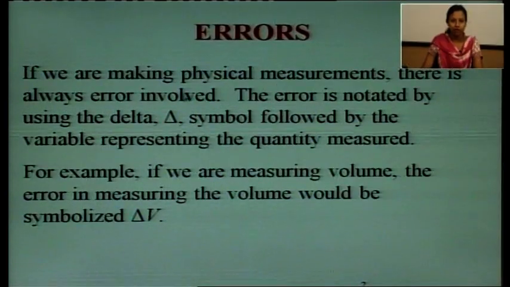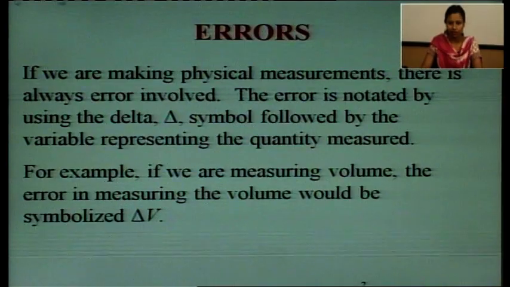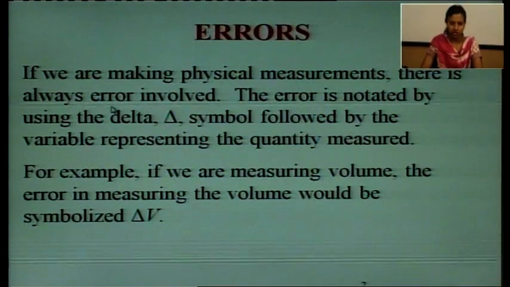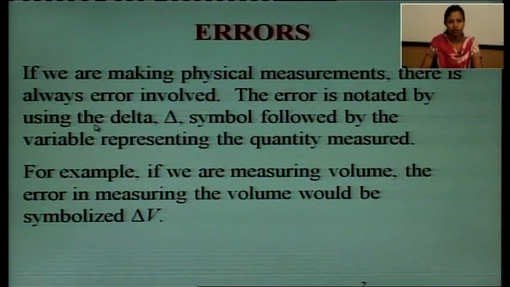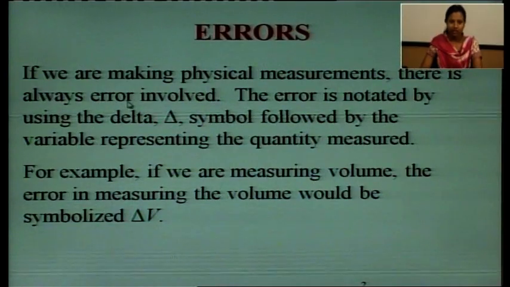So first is error. If we are making physical measurements, there is always an error involved because of many reasons. If we are measuring anything, there is some error because of the system and because of environmental conditions. This error is denoted by delta. Error is a very essential thing during measurement. If the error is more as compared to the measurement, then that measurement is not of any use.